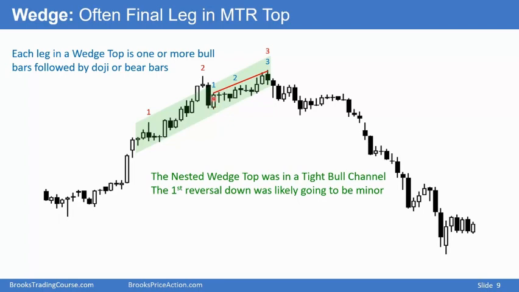Whenever you see a bull bar and then a bear bar or a doji bar, that is a first leg. Another bull bar and then a bear bar, that is a second leg. Very tight bull channel here, and the entire channel is tight. And therefore the first reversal down probably is going to be minor, leading either to a bull flag or a trading range.